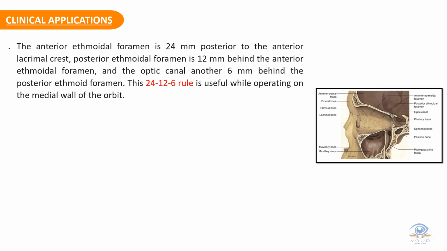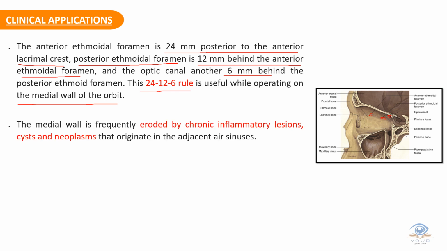The anterior ethmoidal foramen is 24 mm posterior to the anterior lacrimal crest. The posterior ethmoidal foramen is 12 mm behind the anterior ethmoidal foramen, and the optic canal is another 6 mm behind the posterior ethmoidal foramen. So this 24-12-6 rule is useful while operating on the medial wall of the orbit. So, anterior ethmoidal foramen, posterior ethmoidal foramen, and the optic canal. There is a 24, 12 and 6 mm rule that you have to remember.